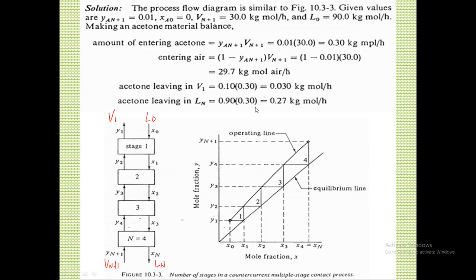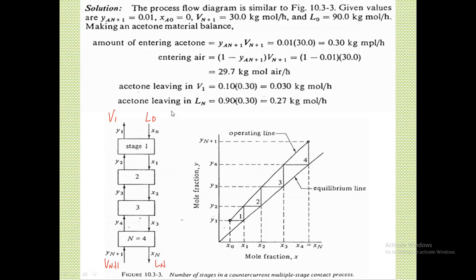If you add these two, that should give you the total amount of acetone that was processed in your gas absorber, which is 0.30. So this is the acetone in LN, and this is the acetone in V1. Why is this very important? You need to know the acetone that goes in LN, because you need to add it to the water to get the entire value of LN. As for V1, that would be this 0.03 plus the inert part, which is air. Whatever air comes into your column is the same air that leaves your column. So this 29.7 plus the acetone left unabsorbed, 0.03, would be the V1 that leaves here.